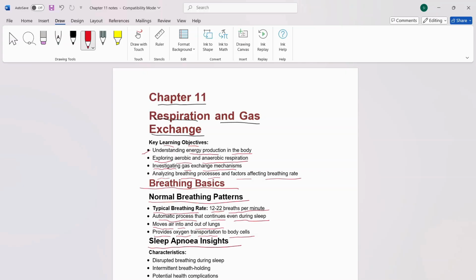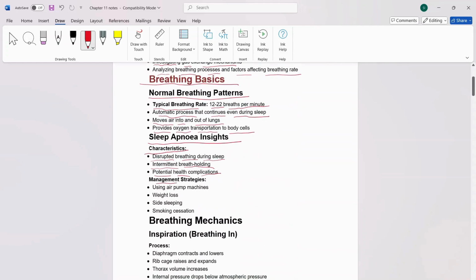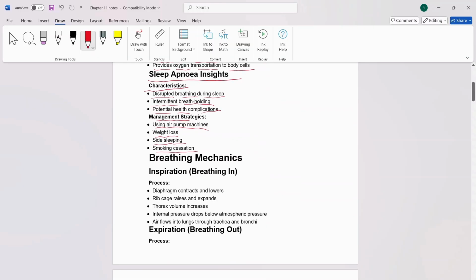Sleep apnea insights. Characteristics: disrupted breathing during sleep, intermittent breath holding, potential health complications. Management strategies include using air pump machines, weight loss, side sleeping, smoking cessation.